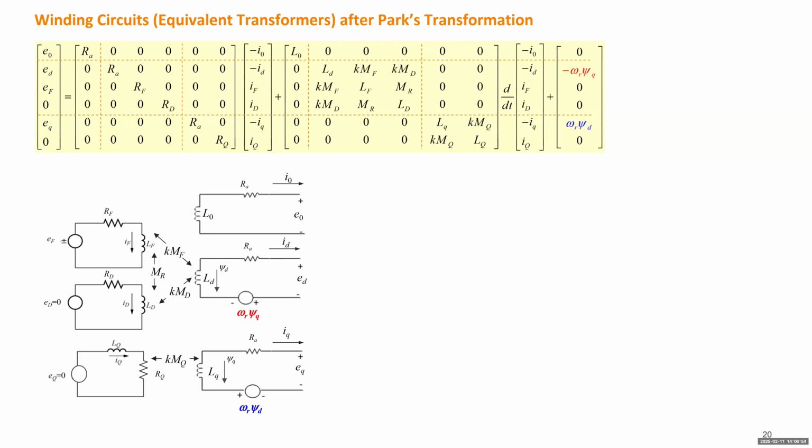The second group involves 3 windings: 1 from the stator and 2 from the rotor. That involves 2 rotor windings and 1 stator winding D. So this is like a 3-winding transformer, with 3 windings coupled through those mutual inductances. The last group involves 2 windings, 1 from the stator in Q and 1 damper winding in the rotor in Q. That is coupling between 2 windings, which is like a 2-winding transformer.